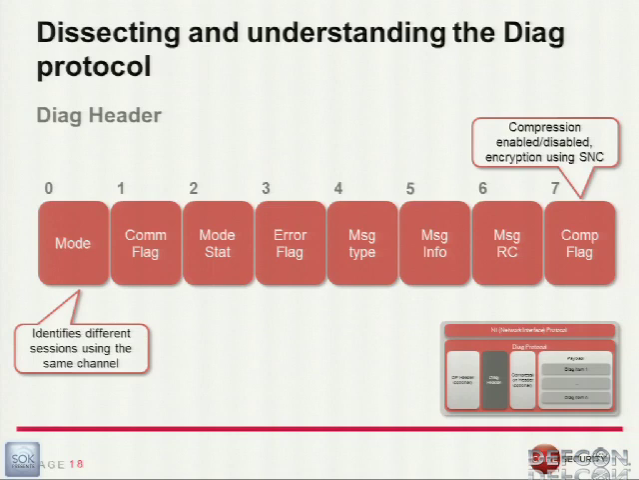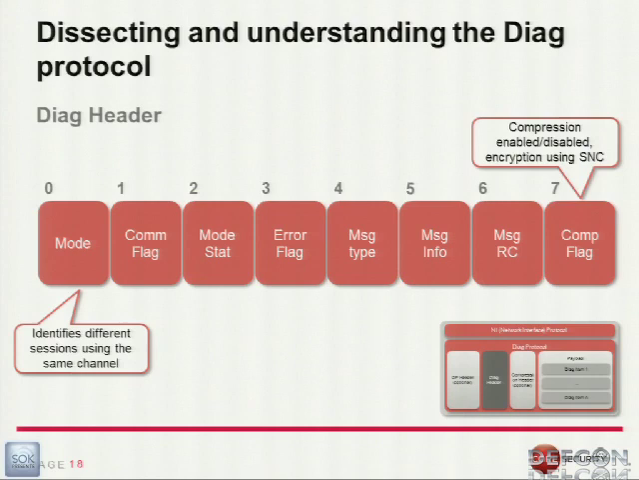The diag header is present in all the diag packets, and it's an 8-byte length header. There are only two relevant fields. The first one is the mode. The mode is a 1-byte field that identifies different sessions using the same communication channel. So you can, for example, have two different SAP GUI clients running different transactions, business transactions or programs in SAP, and this field identifies each one.